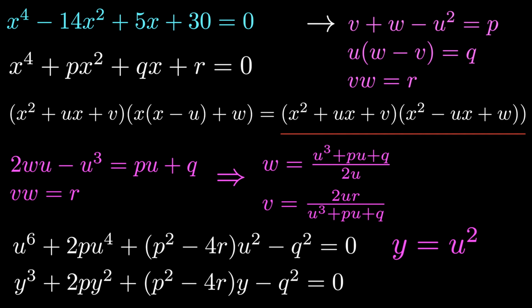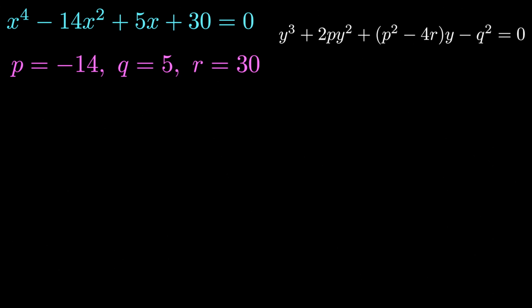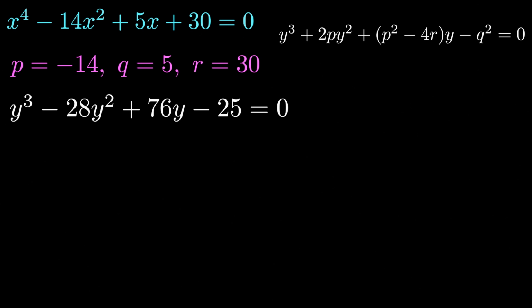So now that we know what Descartes' method is, let's apply it to our quartic equation in the top left hand corner. For our specific problem, p is equal to minus 14, q is equal to 5, and r is equal to 30. If we input these values into our cubic equation in the top right hand corner, we have y cubed minus 28y squared plus 76y minus 25 is equal to 0. Now we could solve this using Cardano's method, but I happen to know that one of the solutions is that y is equal to 25.